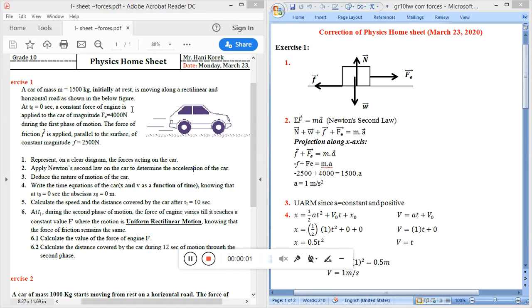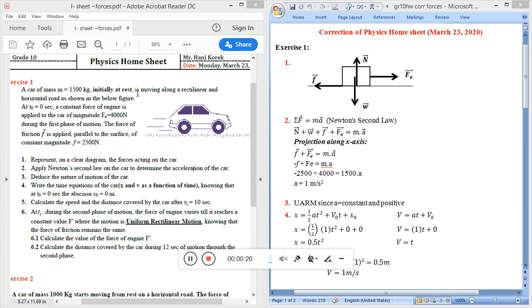Hello all. In this video, we are going to correct the physics home sheet for the forces, Newton's second law and Newton's first law. In the first exercise, a car of mass m equals 1,500 kilograms, initially at rest, v0 equal to 0, is moving along a rectilinear and horizontal road as shown in the below figure.